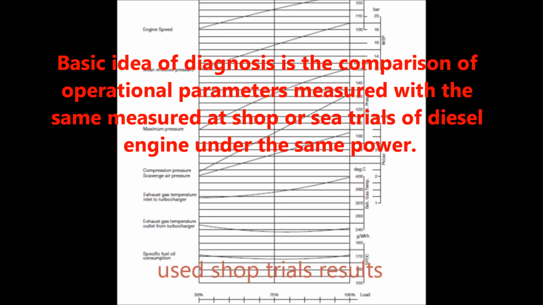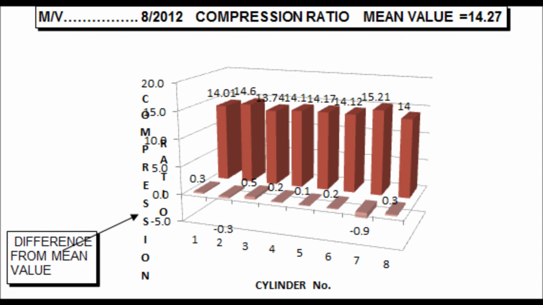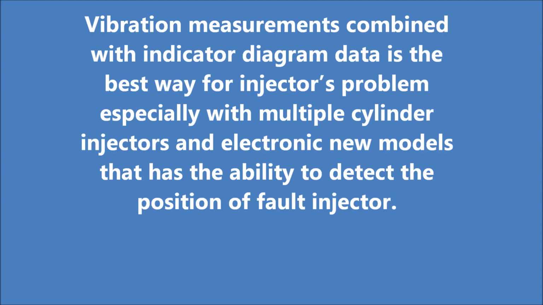The basic idea of diagnosis is the comparison of operational parameters measured with the same parameters measured at the shop or sea trials of the diesel engine under the same power. Vibration measurements combined with indicator diagram data are the best way to find injector problems, especially with multiple cylinder injectors and new electronic models that have the ability to detect the position of a faulty injector.